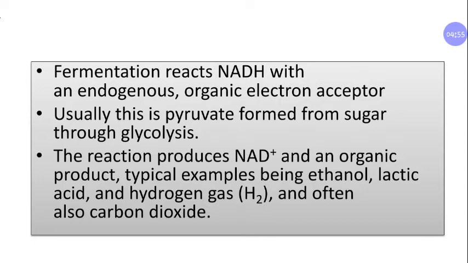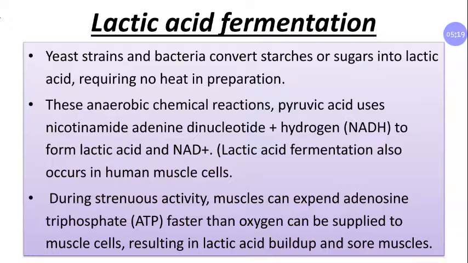Fermentation reacts NADH with an endogenous organic electron acceptor. This is usually pyruvate, which is formed from sugar through glycolysis. The reaction produces NAD+ and an organic product. Typical examples are ethanol, lactic acid and hydrogen gas, and often also carbon dioxide.